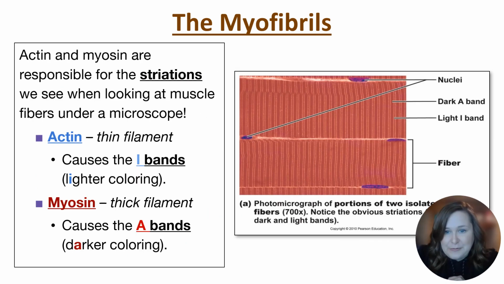And here is another picture, just kind of again explaining that banding. Our actin we refer to as I bands. A good way to remember that is light, or coloring with the I there in light. The myosin, which is our thick filament, is going to cause our A bands. And they have the darker coloring. So I gave you all this to hopefully help you remember this a little bit better when you're looking at these under the microscope.